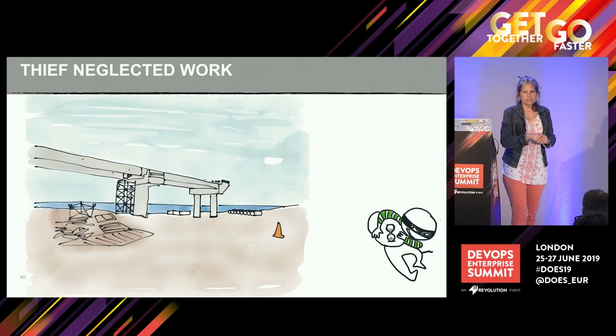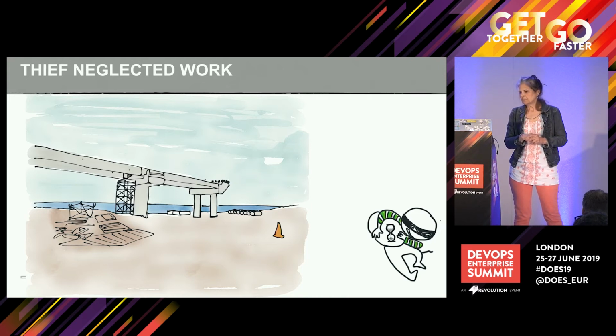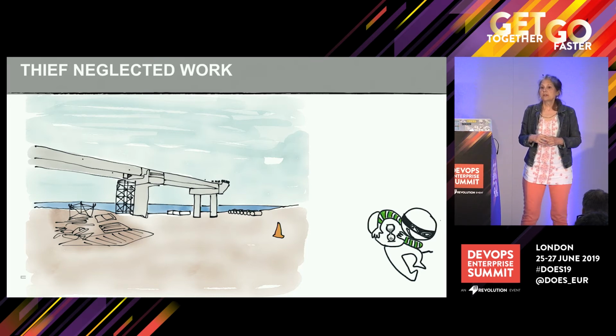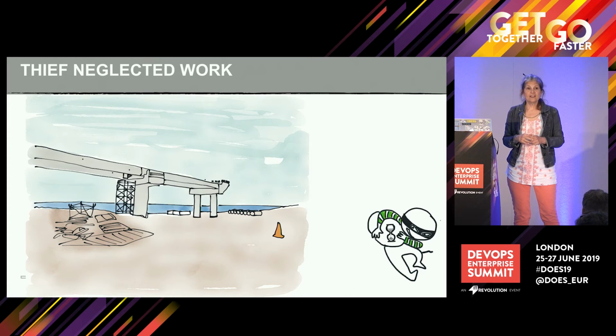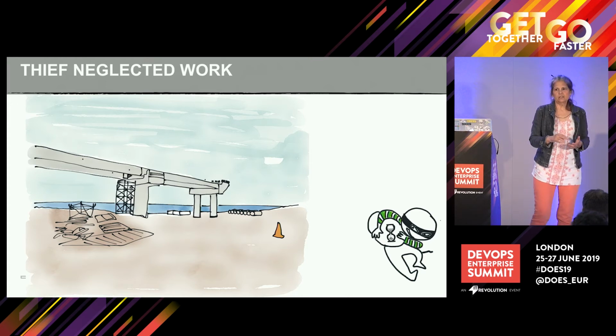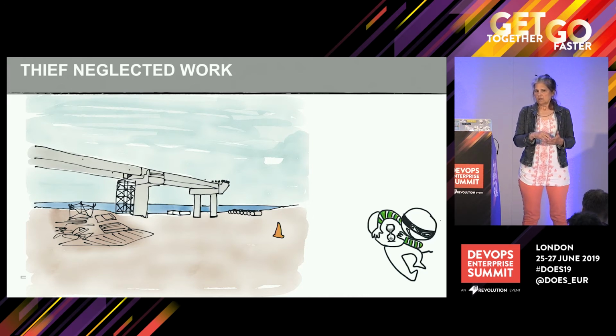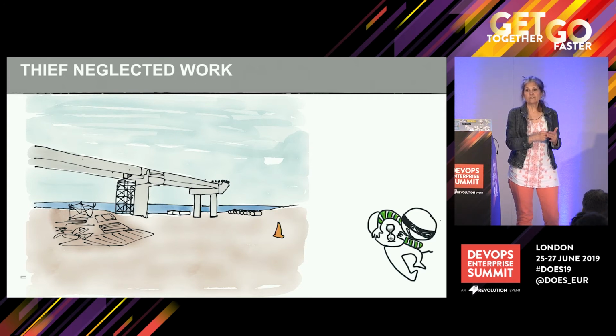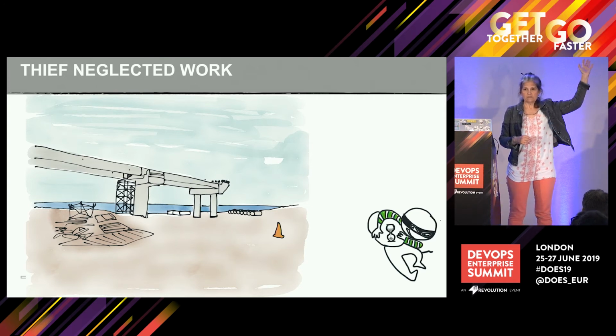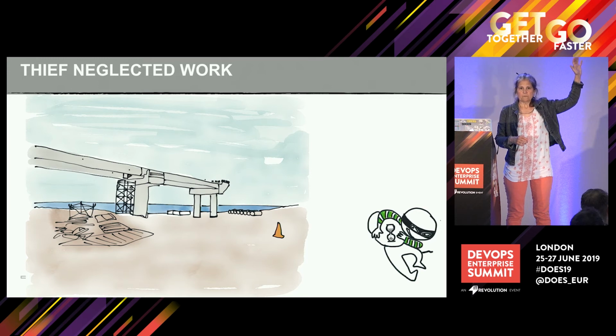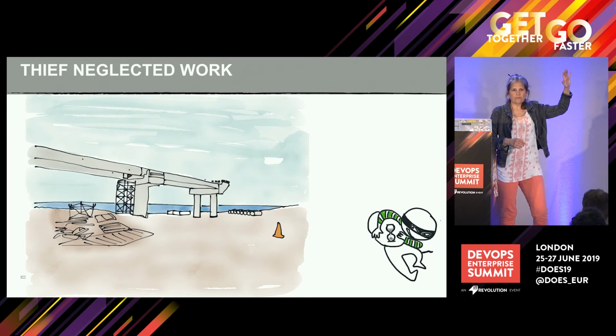Next up is the thief, neglected work. So usually important non-functional requirements, oftentimes things like technical debt or security items, that don't get prioritized by product owners and business people if they're focused on just delivering revenue generating work like features. How many of you have some of this going on? Yeah, like half the room.